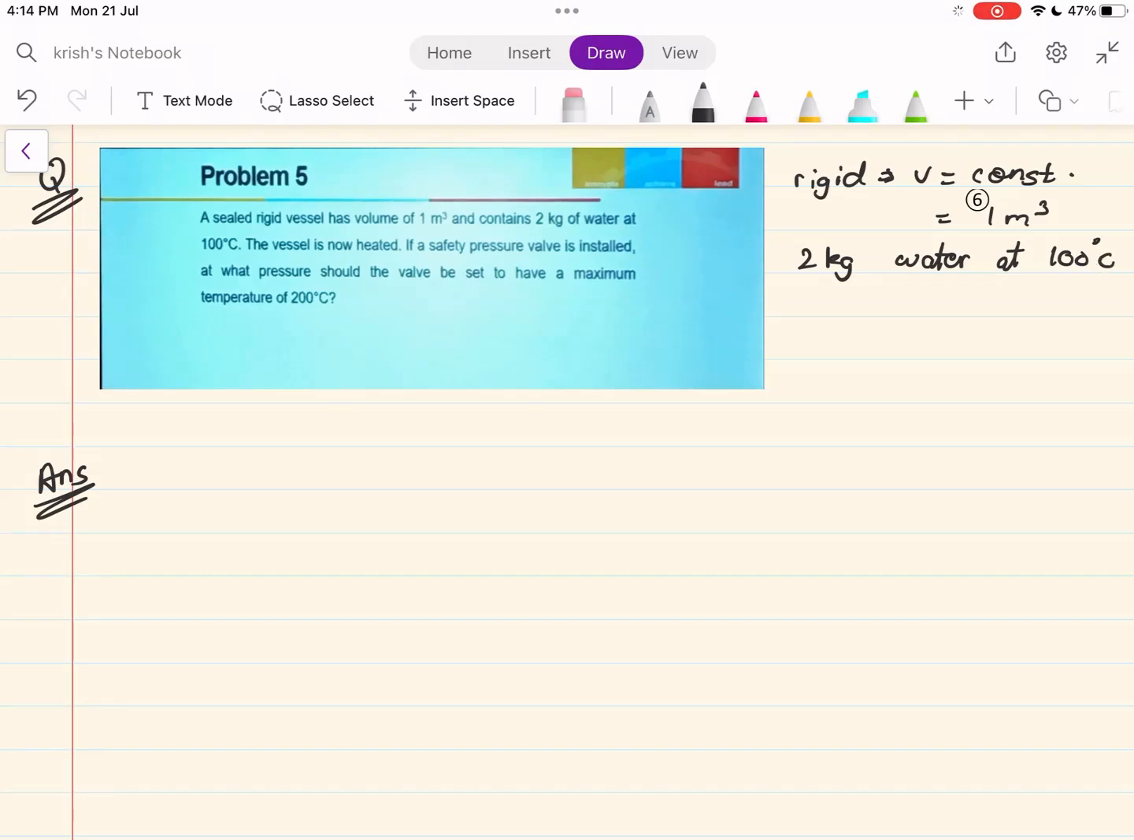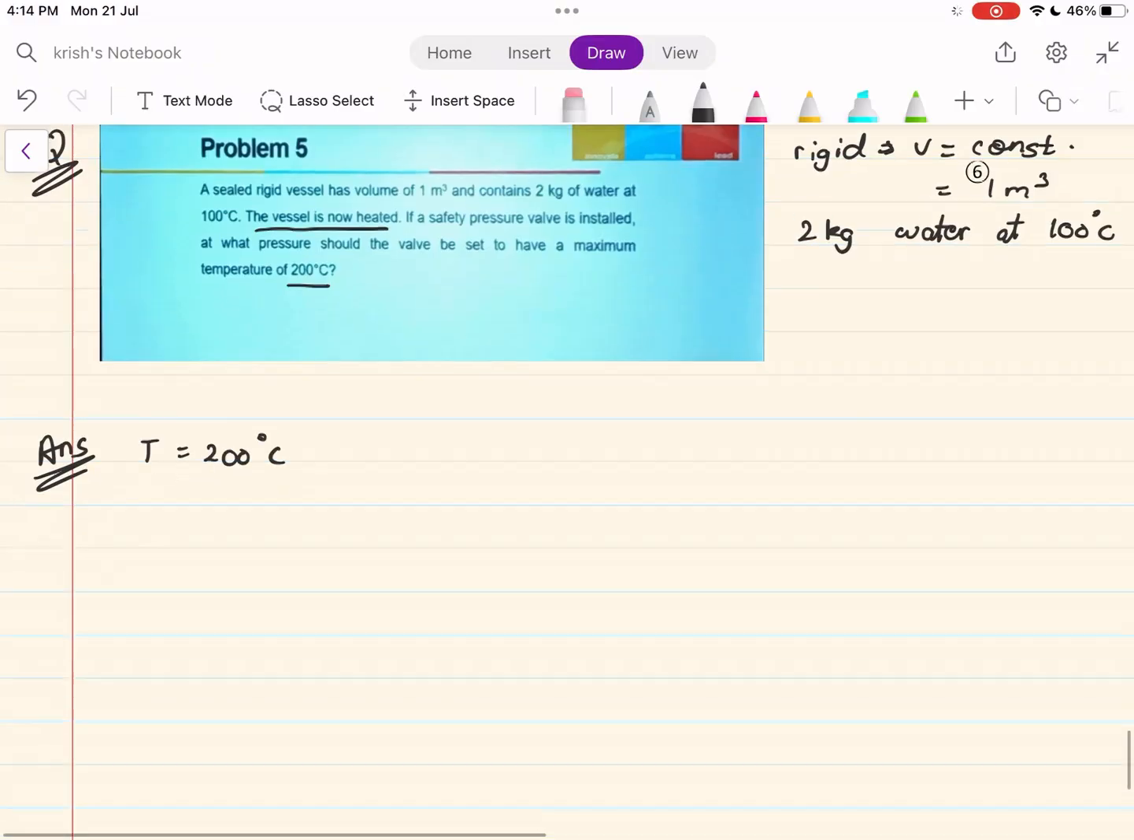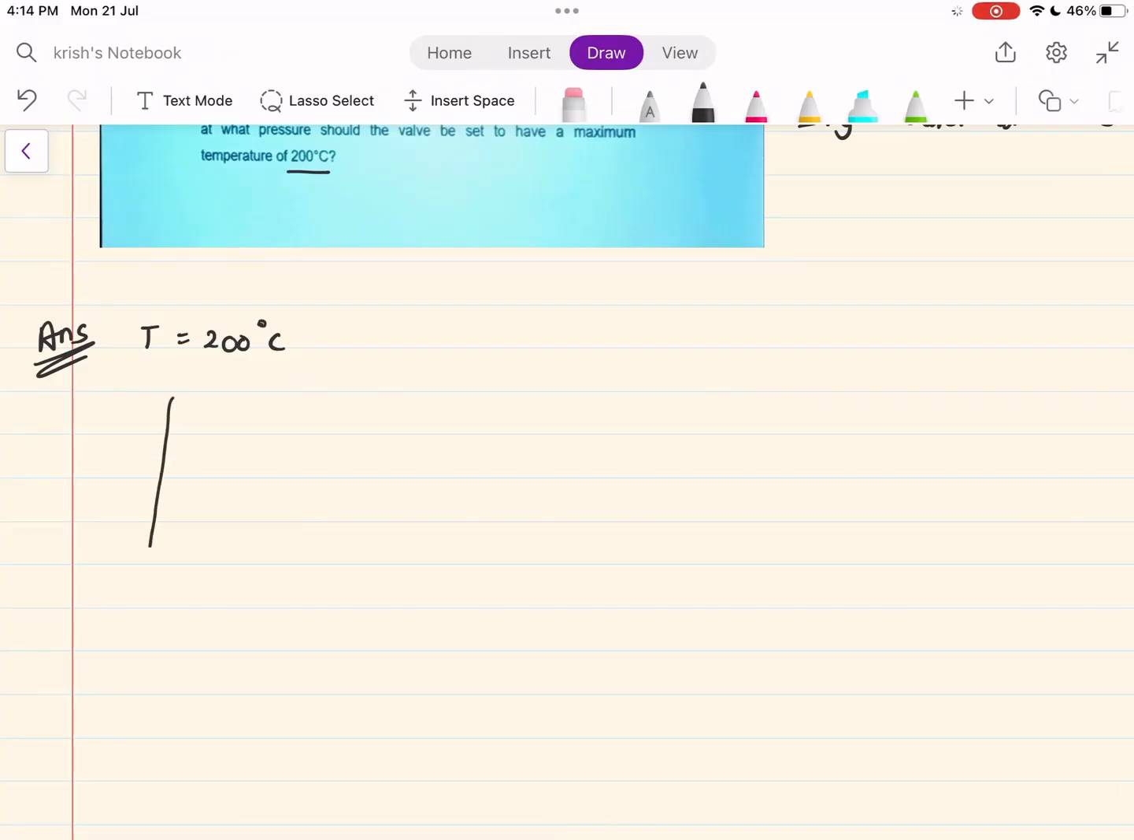Now we are heating the vessel. If a safety pressure valve is installed, at what pressure should the valve be set to have a max temperature of 200 degrees Celsius? So what this question is trying to tell us is that we have to install a pressure valve such that the pressure valve will trigger when the T reaches 200 degrees Celsius. Right. So let's draw what is going on.